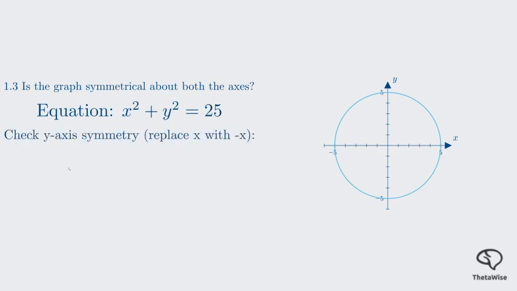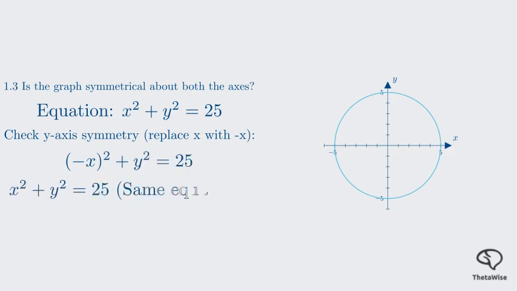If we replace x with negative x, we get negative x all squared, plus y squared equals 25. Since squaring a negative number gives a positive, negative x squared is just x squared. So the equation remains x squared plus y squared equals 25. The equation didn't change, so the graph is symmetrical about the y-axis. You can visualize this. The right side of the circle is a perfect mirror image of the left side. Now let's check for symmetry about the x-axis. The rule is to replace y with negative y.